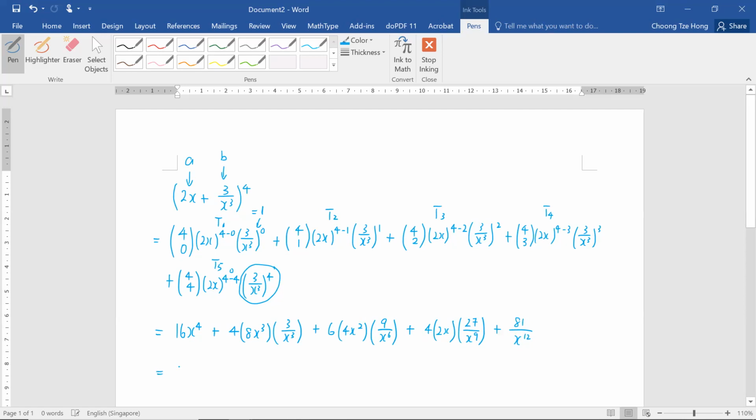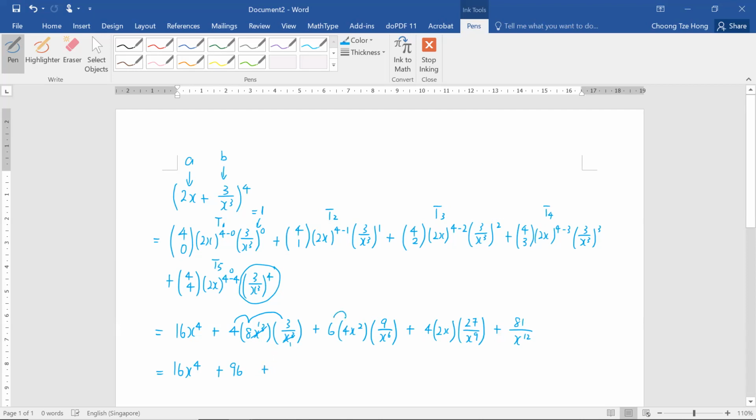Let's tidy up a bit. Number times number: 4 times 8 is 32, and 32 times 3 gives you 96. You see, there's an x cubed here times 1 over x cubed. If the x cubed is below, it means it's 1 over x cubed. So x cubed times 1 over x cubed will just cancel off. There will be no more x term, so here you just get 96.